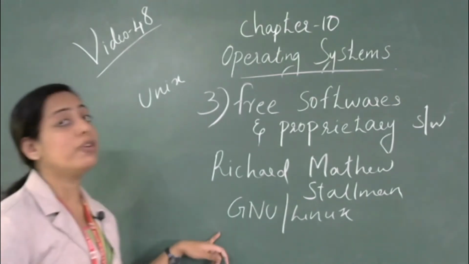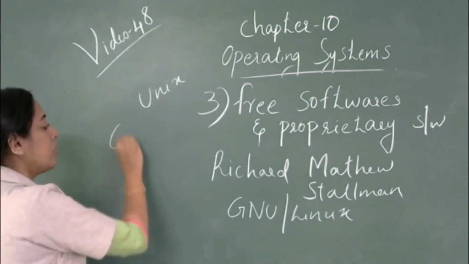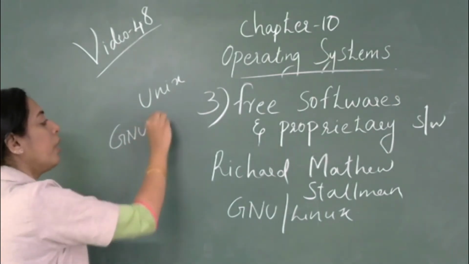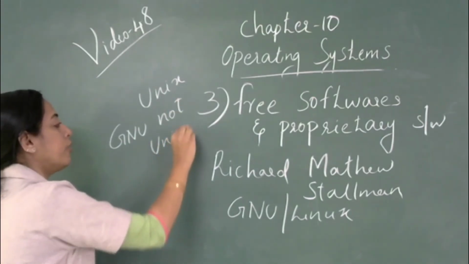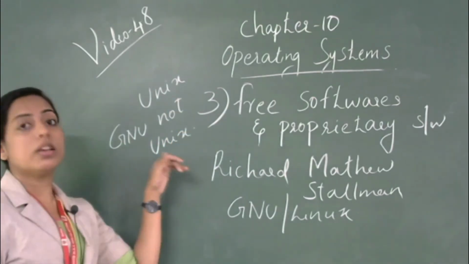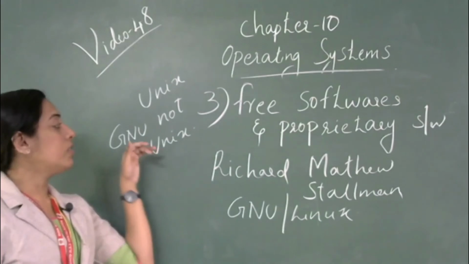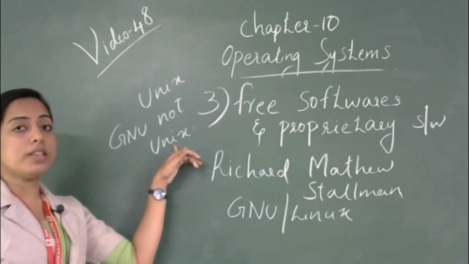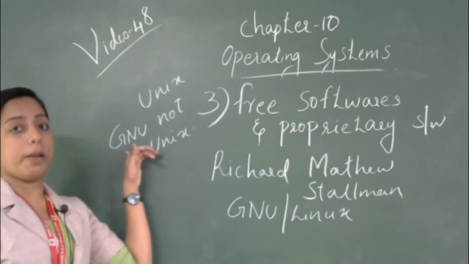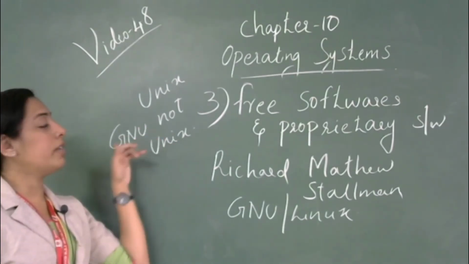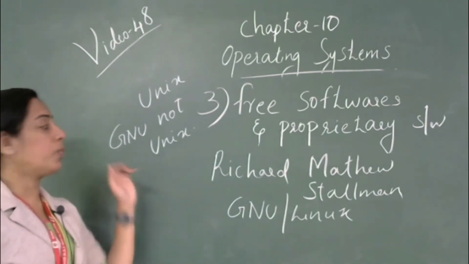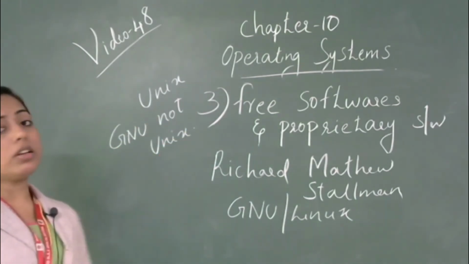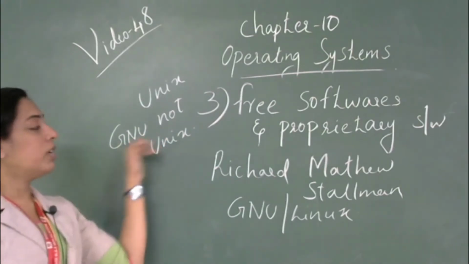So what is the full form of GNU? GNU, not Unix. That is the full form of GNU. Why is it called so? GNU has the model of Unix, but the program, the code used to build this operating system, is entirely different. That's why the name GNU, not Unix.